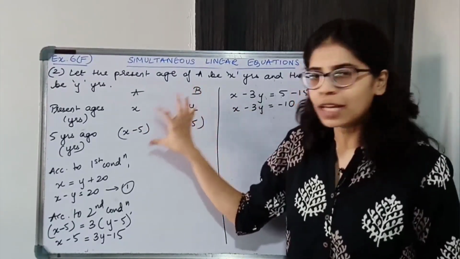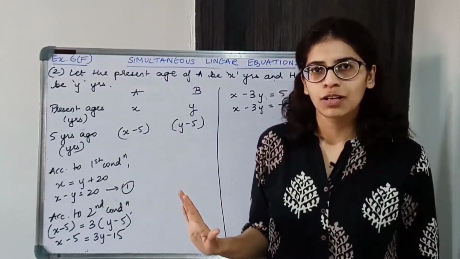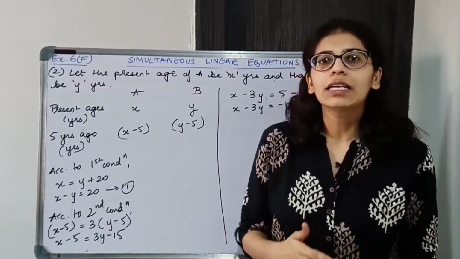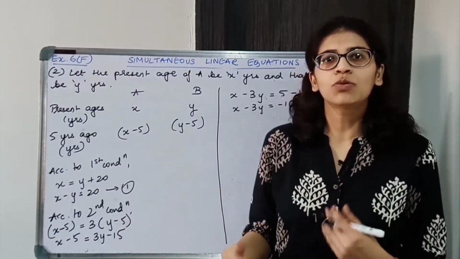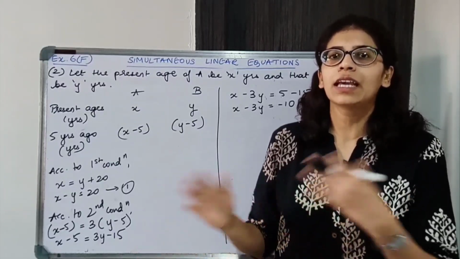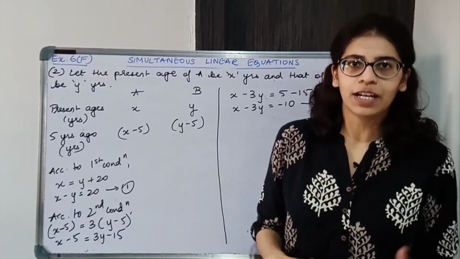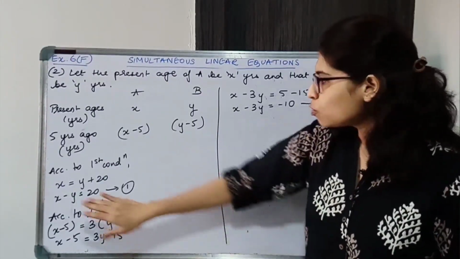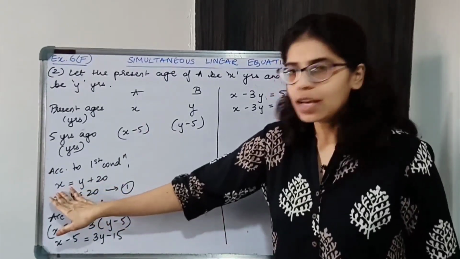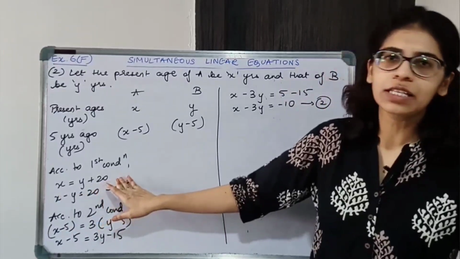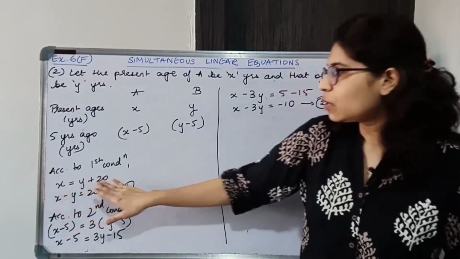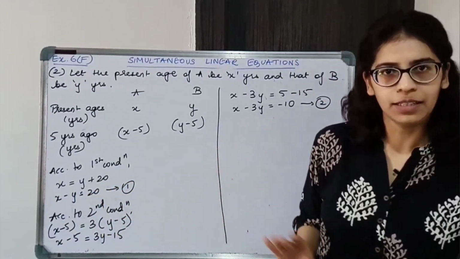Now you just have to apply these ages in the conditions. The first condition is talking about the present ages. So presently A is 20 years older than B. 20 years older means 20 years more. If B is 5 years, then A is 20 plus 5, that is 25. So whatever B's age is, we add 20. So A's age is equal to B's age plus 20. A's age is x, B's age is y, so x is equal to y plus 20. You will get one linear equation.